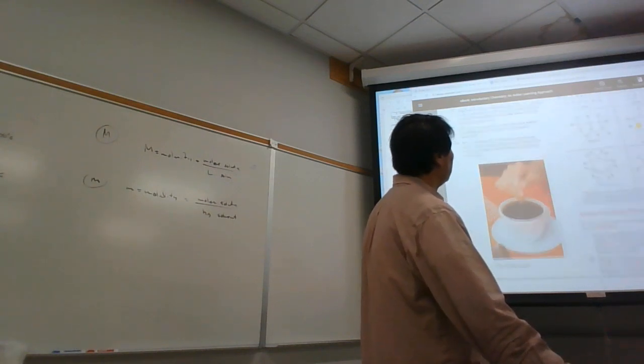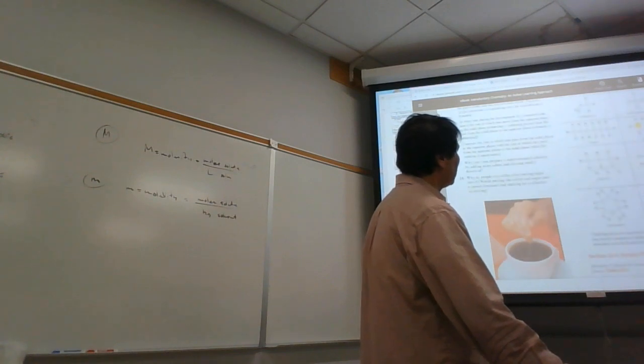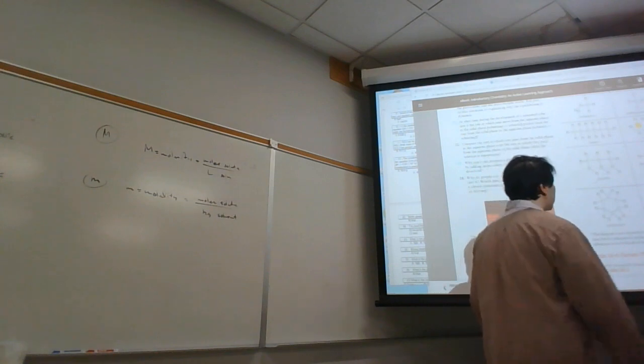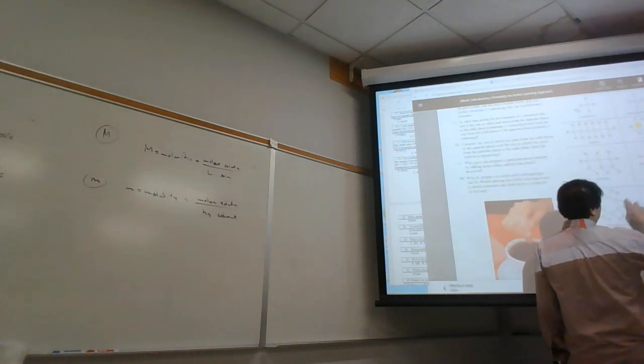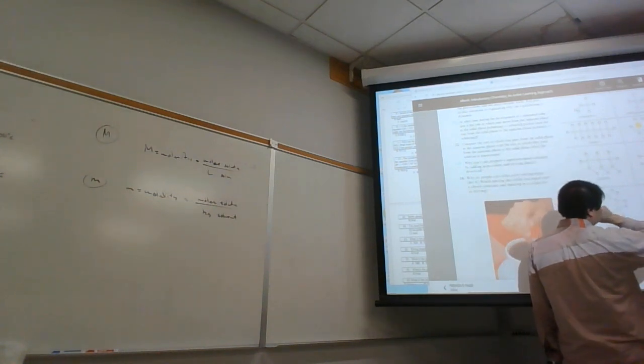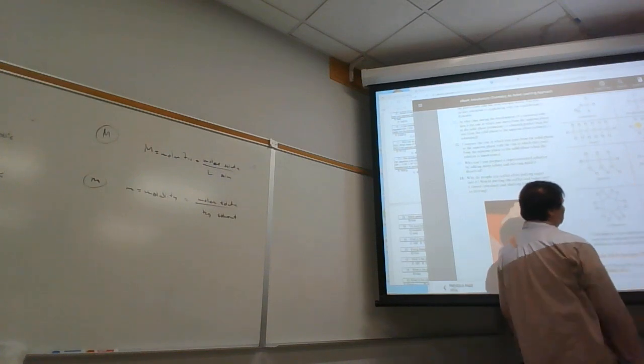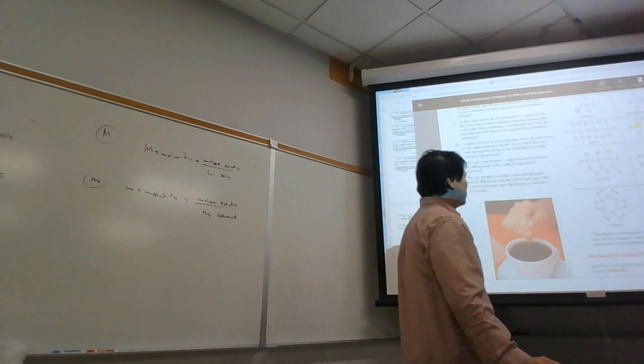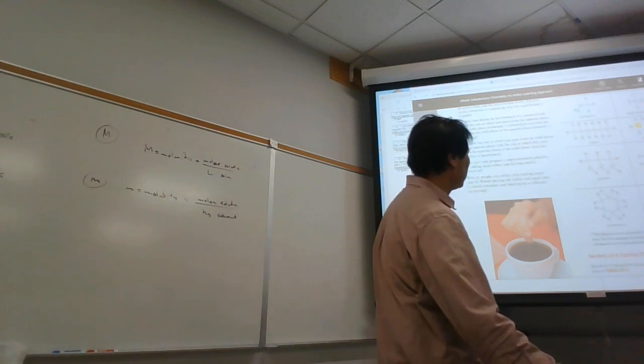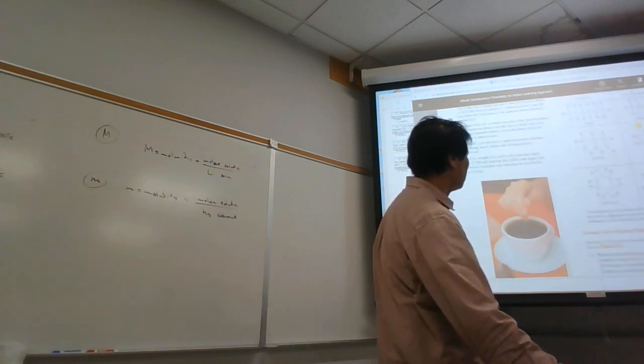Benzene. This is benzene here. More soluble in water or cyclohexane? Well, benzene, is it polar or non-polar? Non-polar, so it's going to be more soluble in non-polar cyclohexane. Cyclohexane is non-polar.